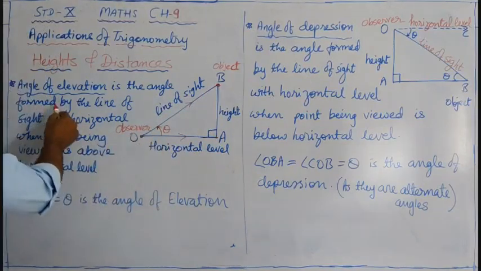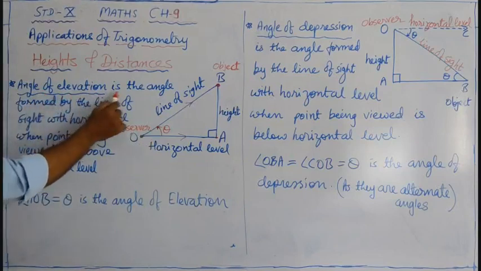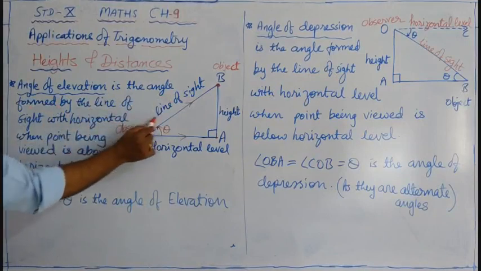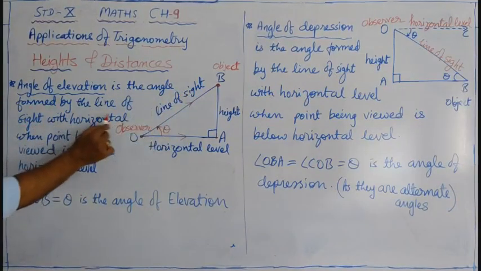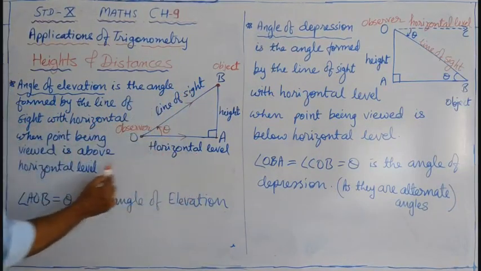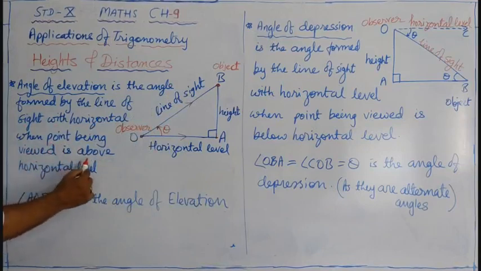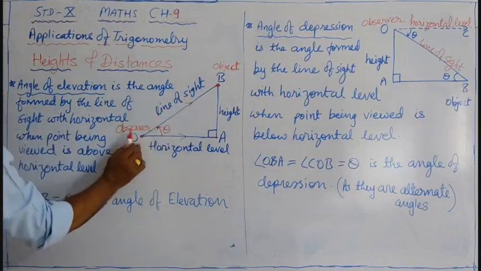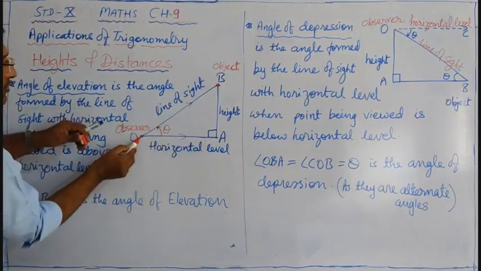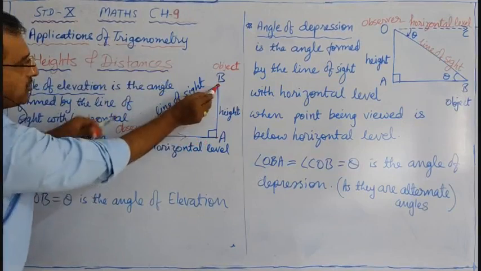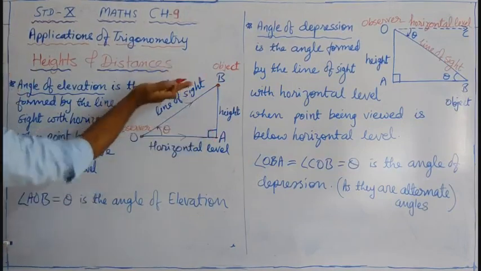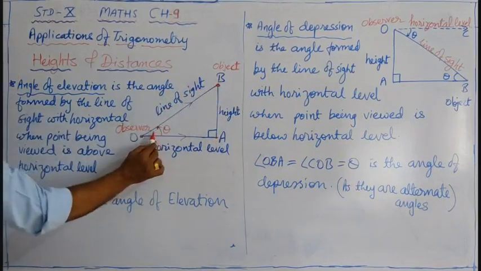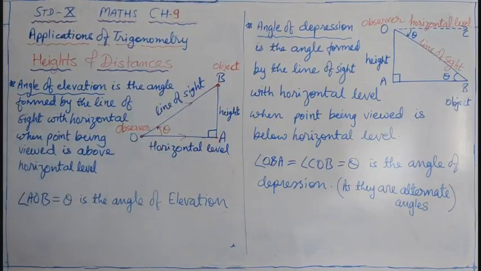So here the angle of elevation is the angle formed by the line of sight with the horizontal level, when the point being viewed is above the horizontal level. You can see here the observer, this is the horizontal level, and the point which is being observed is above the horizontal level. So this angle AOB, this angle theta, is the angle of elevation.